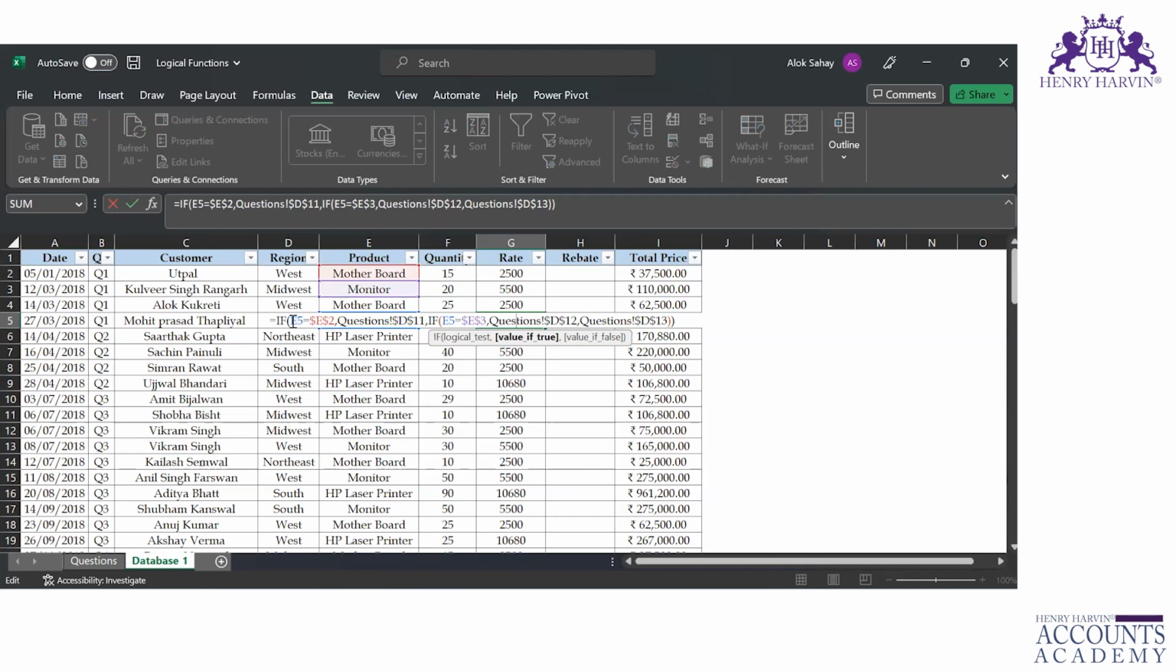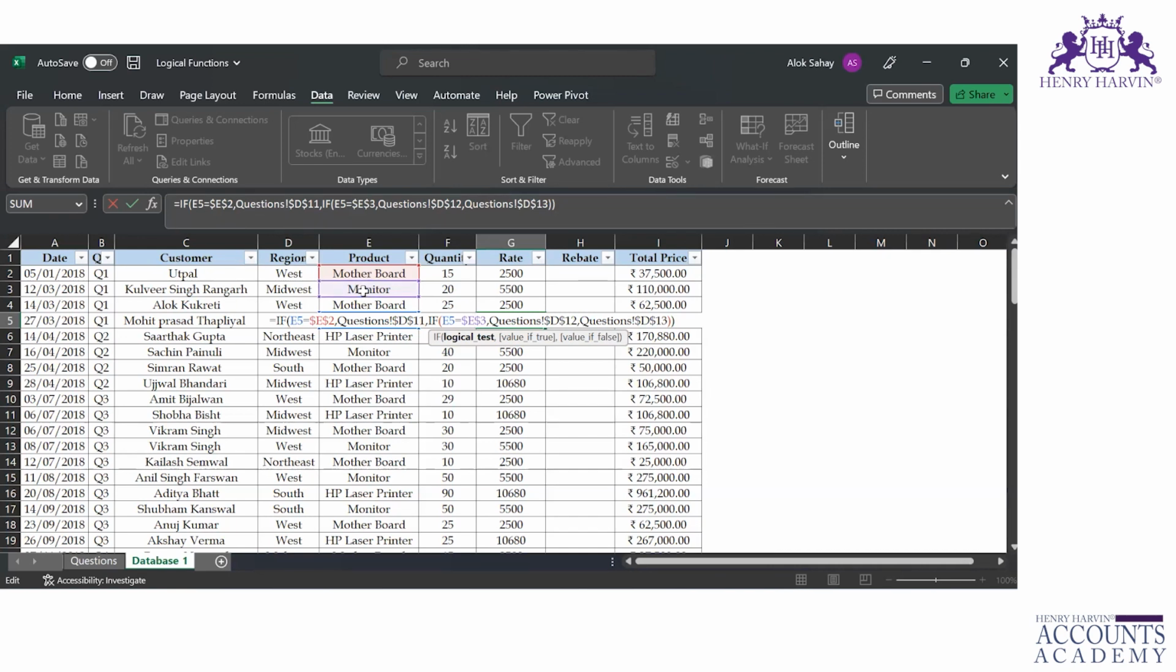it is comparing this E5, the product column, with the E2, this value, the motherboard. Here also it is comparing E5 with the product monitor, that is E3. Okay, that is why I have fixed E2 and E3, so that whenever we are dragging this particular formula, this E2 and E3 won't change.